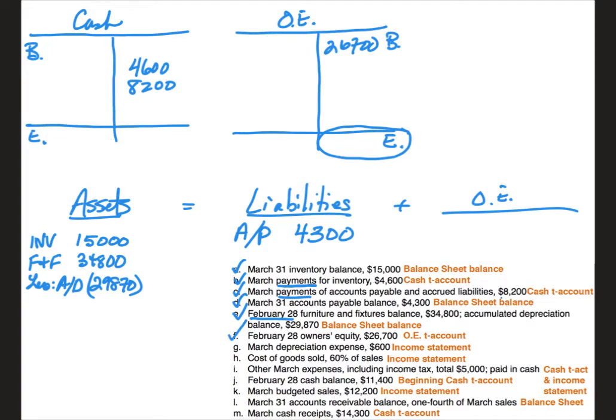Okay, so we're given the beginning. Then we have March depreciation expense of $600. Well, there's that depreciation that we were talking about earlier. So I now need to add that to this number right here. So I'm going to go ahead and get rid of this number because we now know it's going to increase. And when you add that to the $29,870, we get $30,470 as our accumulated depreciation now.